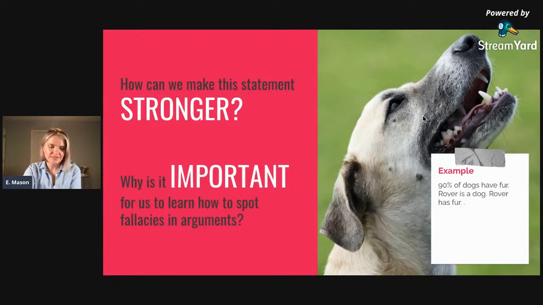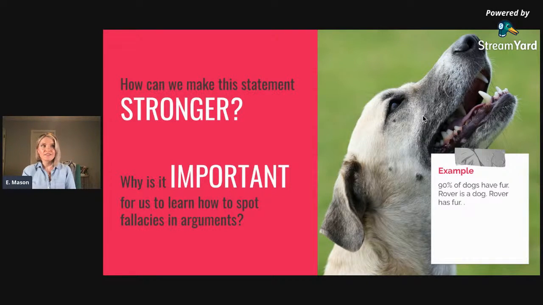So let's go back to Rover. How can we make that statement stronger? It says 90% of dogs have fur. Rover is a dog. Rover has fur. So what else could you say? You could say 90% of dogs have fur, like the dog Rover. But that's still more of an assumption. So what about: 90% of dogs have fur. Rover is a dog.